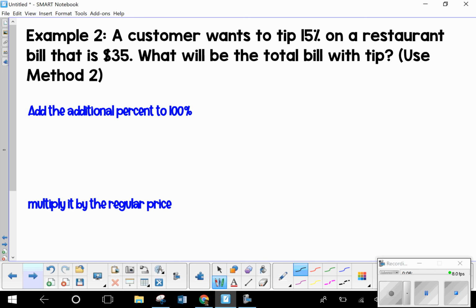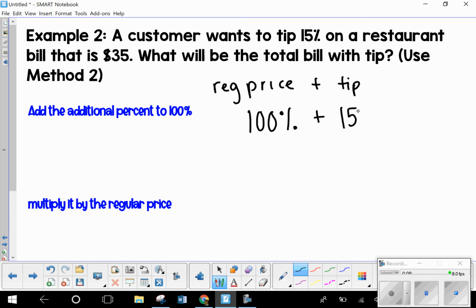By using method 2, we would start off with adding the additional percent to 100%. So we have our regular price plus our tip. So our regular price is 100% of the bill. Our tip is 15% of the bill. So that means that we have to pay 115% of the regular price. So we're going to pay 115% of $35.